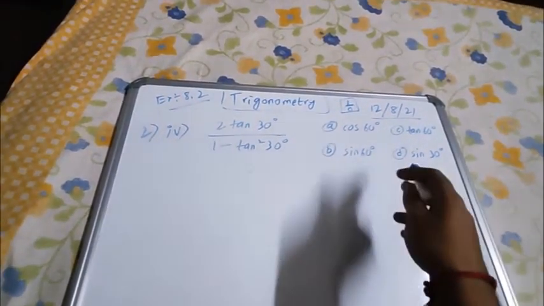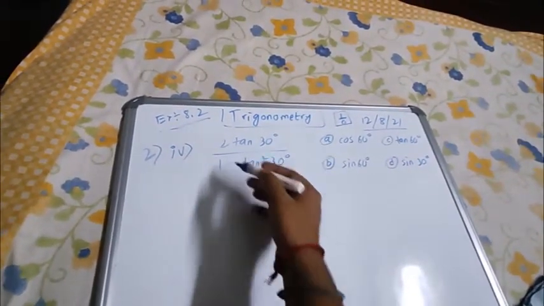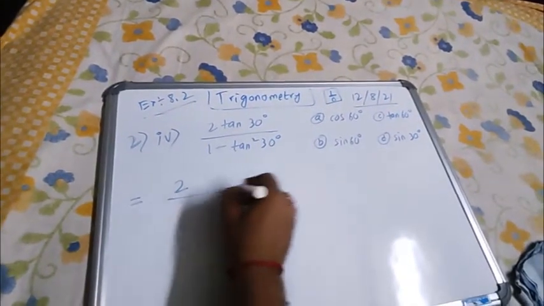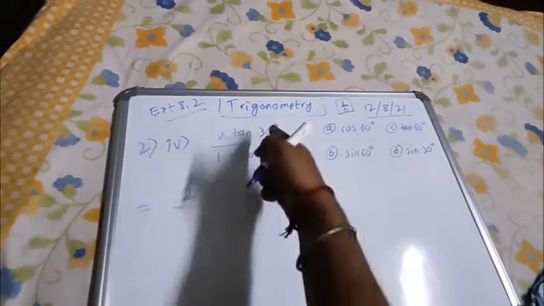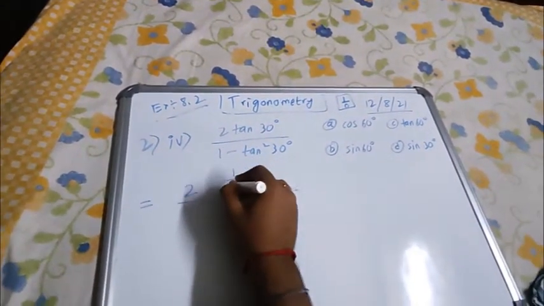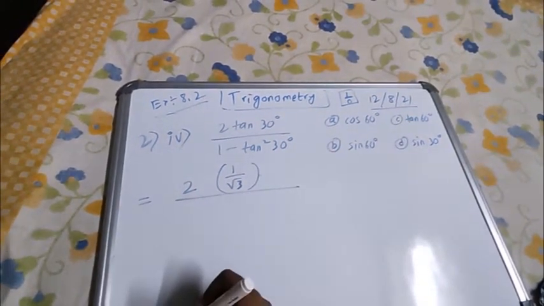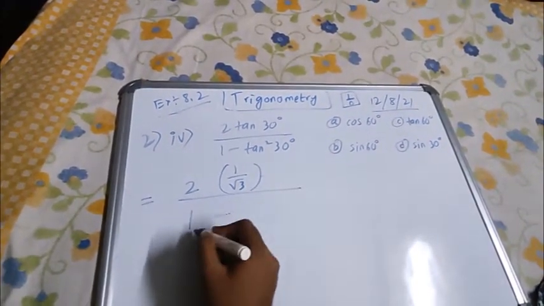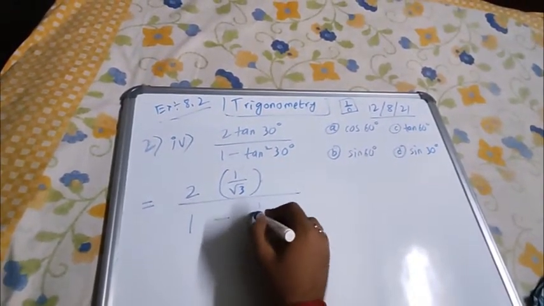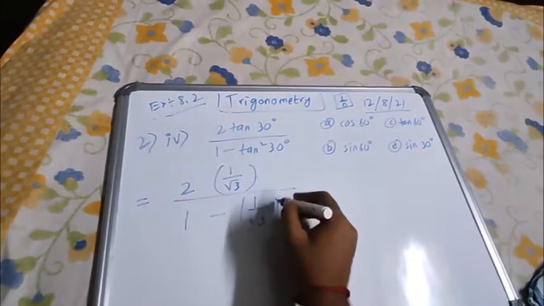So what we have to do first is find the value of this expression. How to find it? We will write 2, then give a big line. Now what is the value of tan 30 degree? If you remember, tan 30 was 1 by root 3. Since there is no square in the numerator, we are not going to square this. Now the denominator is 1 minus tan square 30 degree. Tan 30 degree is 1 by root 3, and over here there will be a square, so this thing will be whole square.